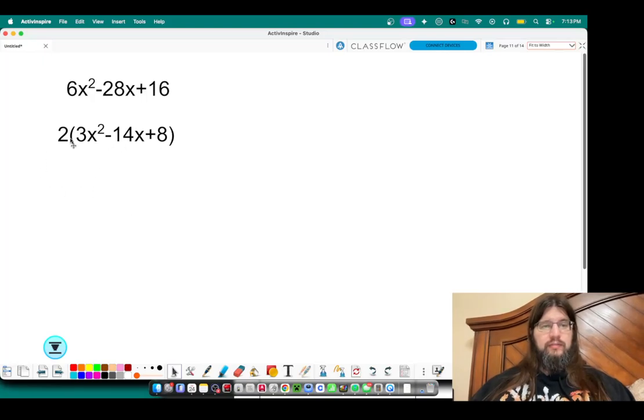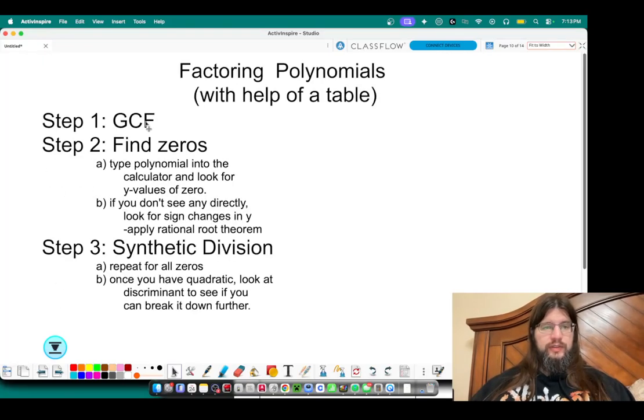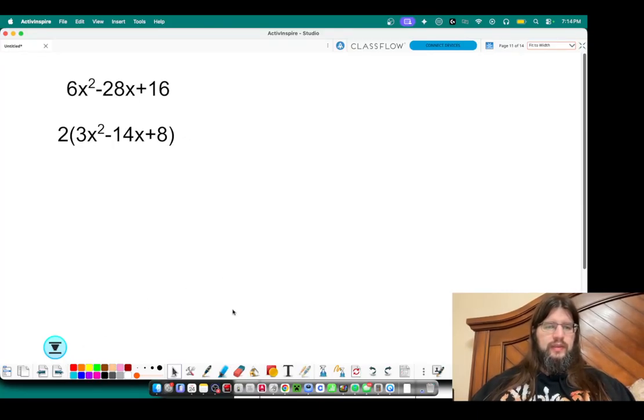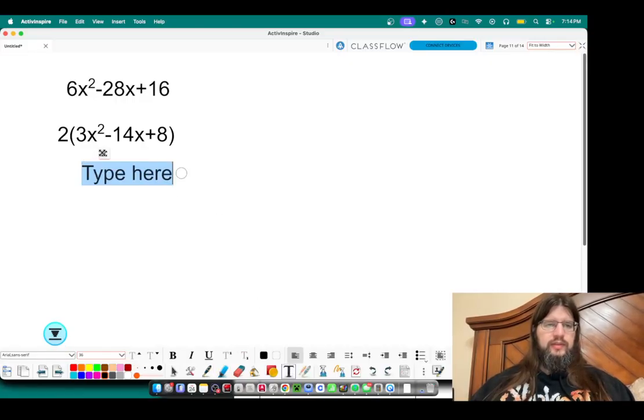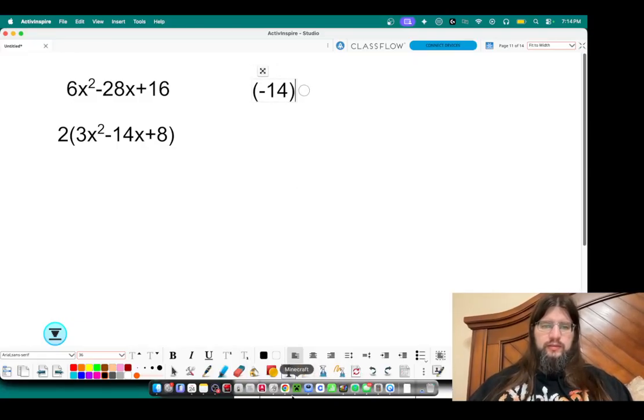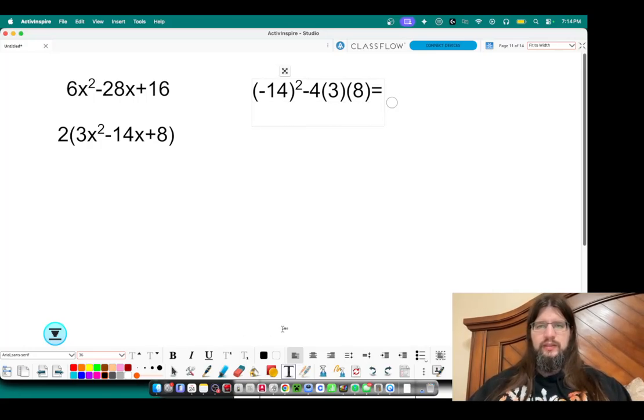But again, GCF is first, but once we have a quadratic, check our discriminant. So let's just check it out here. It's going to be b squared minus 4ac. So that's going to be, b is negative 14 squared minus 4 times 3 times 8. So let's just check and see what that is.